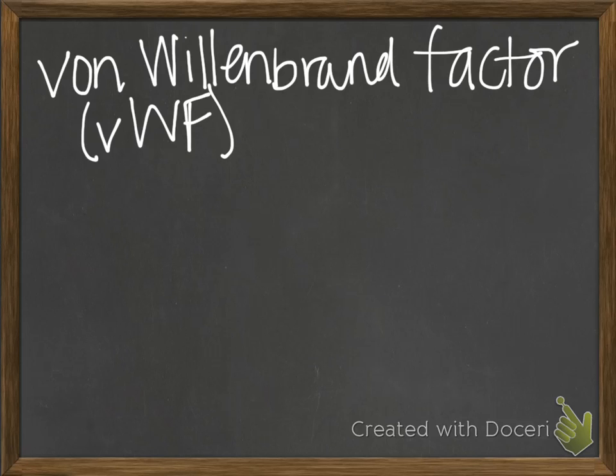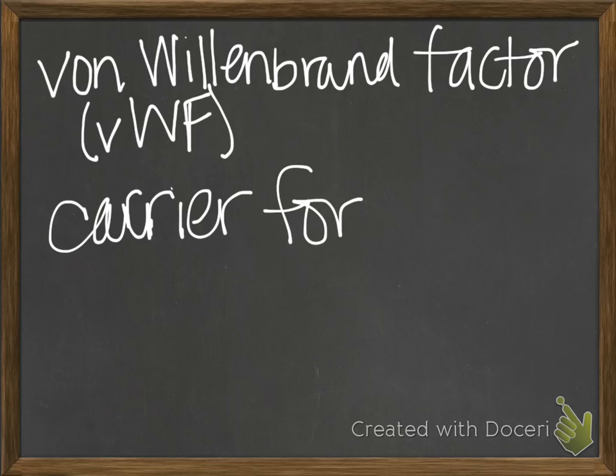So, von Willebrand is again a protein. It's produced by our megakaryocytes and endothelial cells. And it circulates as a carrier. So it's a carrier for, you guessed it, another factor. And that is factor 8.